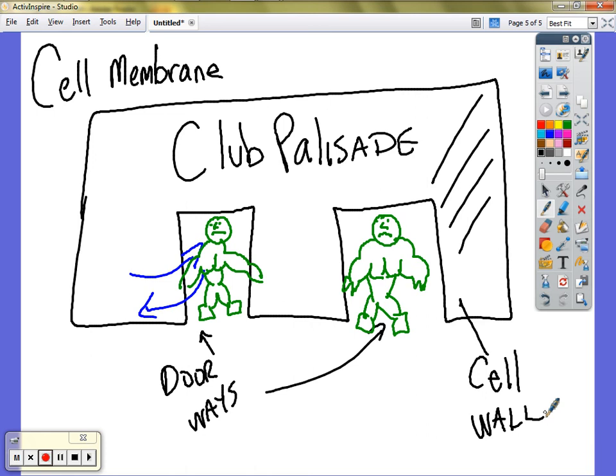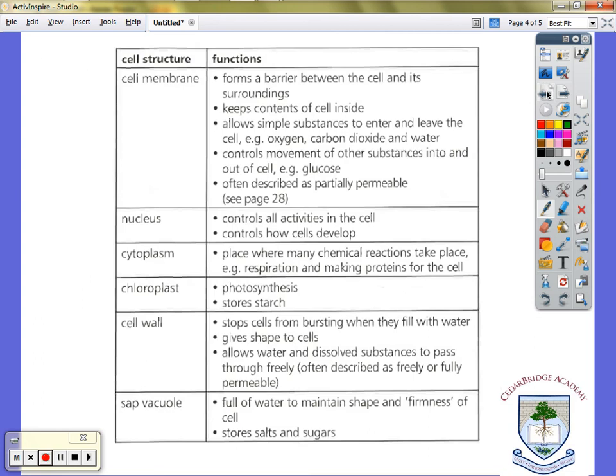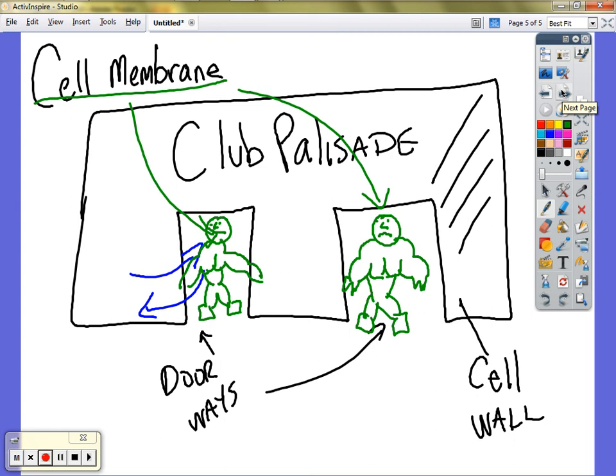Now, who determines whether or not the piano goes in the door are the bouncers, and they are the cell membrane. The cell membrane says yes or no to what goes in and out of the cell. The cell wall keeps the shape and has lots of big holes in it, but the cell membrane are the bouncers. And if you go back, the membrane forms a barrier between the cell and its surroundings, keeps the contents of the cell inside, and allows simple substances to enter and leave. That's the job of the cell membrane, to control what goes in and out.